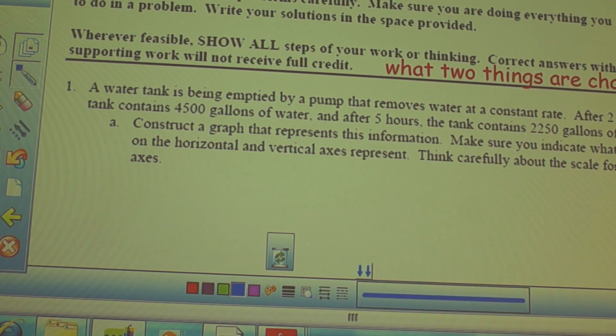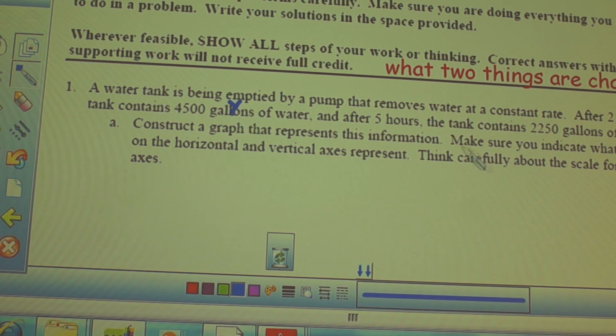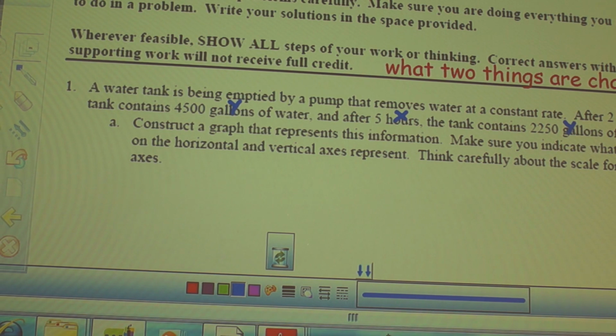So 2 hours, that's going to be an X. 4,500 gallons of water, that's a Y. 5 hours, it's another X. And then 2,250 gallons of water, that's a Y. I want you guys to find me 2 points from this problem, X comma Y. So find an X that goes with a Y, that's a point. Find another X that goes with another Y, that's another point.